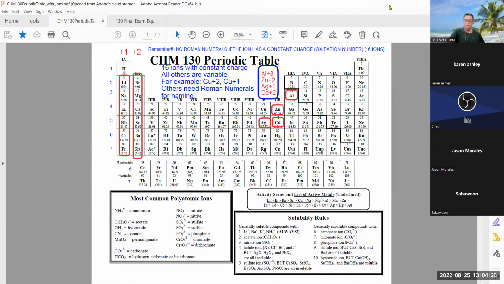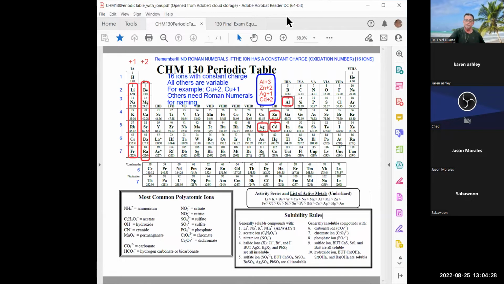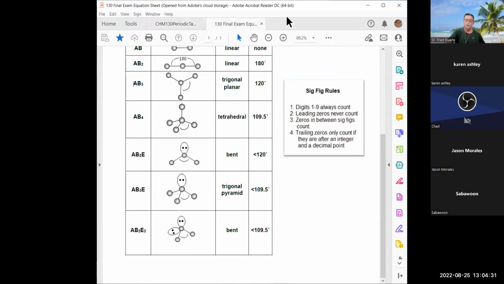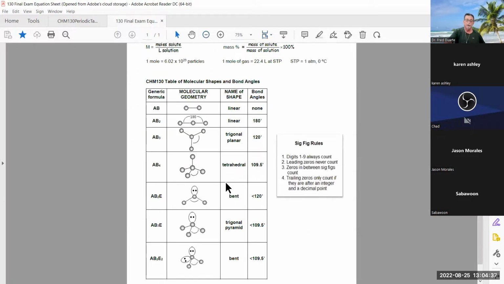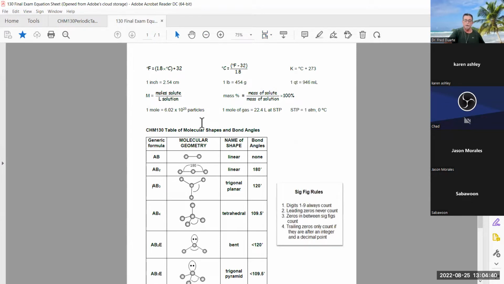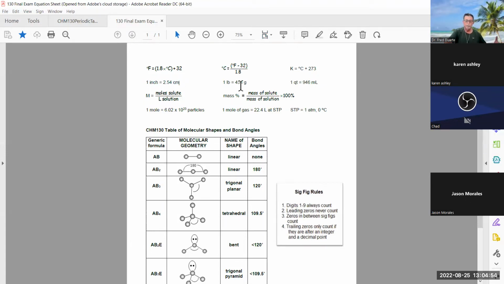The other table is the shapes. Let me just make it smaller here. It can be too big here. A lot of information here. There are some constant factors that we're going to utilize, conversion factors of temperature from Fahrenheit to Celsius, conversion factors from the metric unit to the English unit, okay, from inches to centimeters, pounds to grams, and quarts to milliliters.